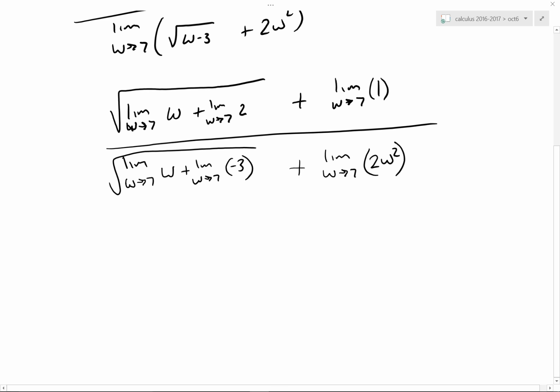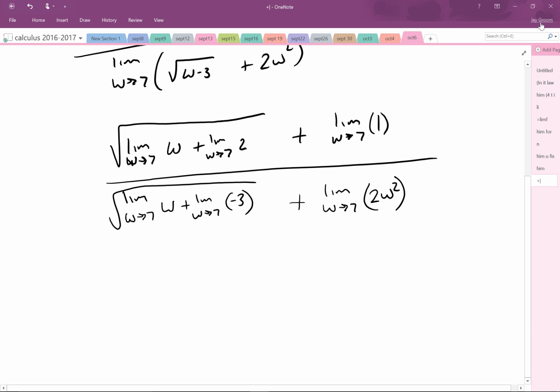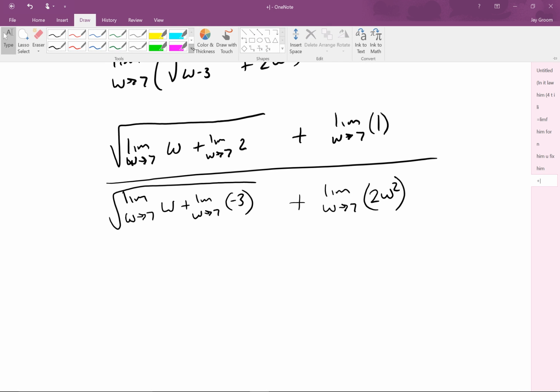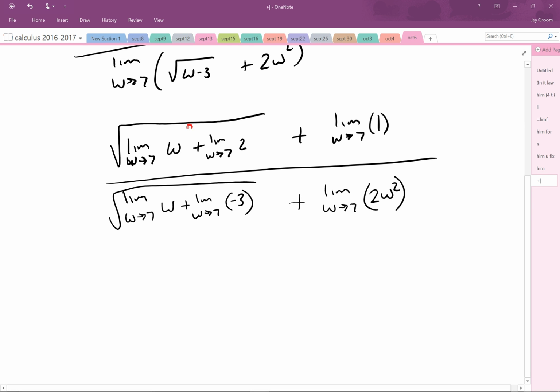Alright, so let's go nice and slow on the top. So what is the limit of w as w approaches 7? It is 7 plus 2, right? So I'm going to change my pen here. There it is. So I've got a 9 going on in here, right? And then there's a 1. And then down here I've got a 7 and a -3, which is a 4. Cool. So the square root of 9 is 3, plus 1 is 4 on top. Square root of 4 is 2 here.